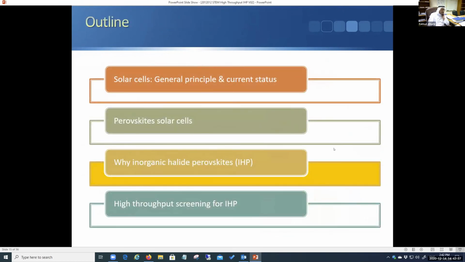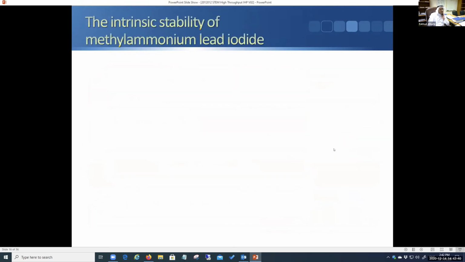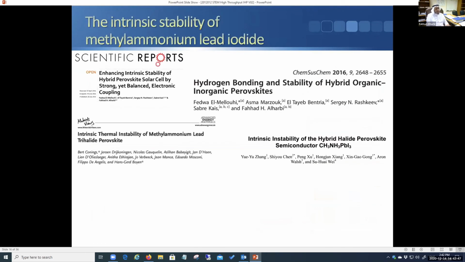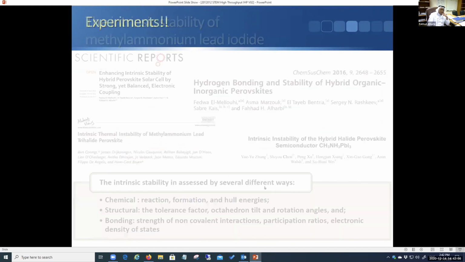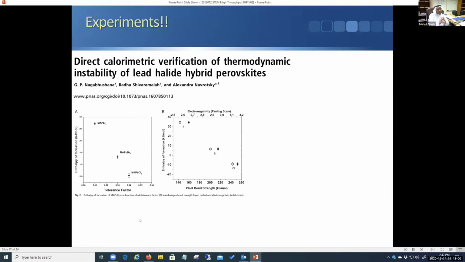Now let me go to the third part of the talk, which is regarding why inorganic halides. As we said, methyl ammonium lead iodide is intrinsically unstable, and there is a lot of work showing that, both computationally, as shown here by us and other teams as well. And there was also experimental proof for that. This is a direct calorimetric verification of the thermodynamic instability of the perovskite. As we can see here, this is the enthalpy of formation. The deeper it goes, the more stable it is. As you can see here, MAPI is actually unstable, just from the enthalpy of formation. Give it enough time, it will decompose, as a pure phase methyl ammonium lead iodide.